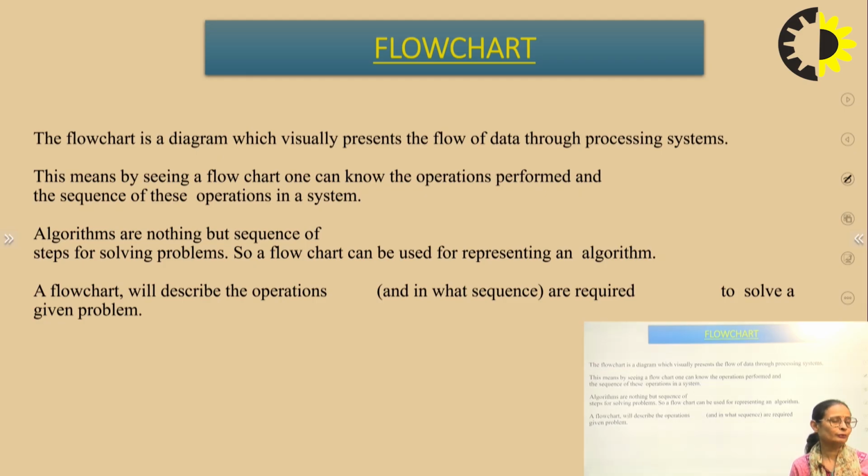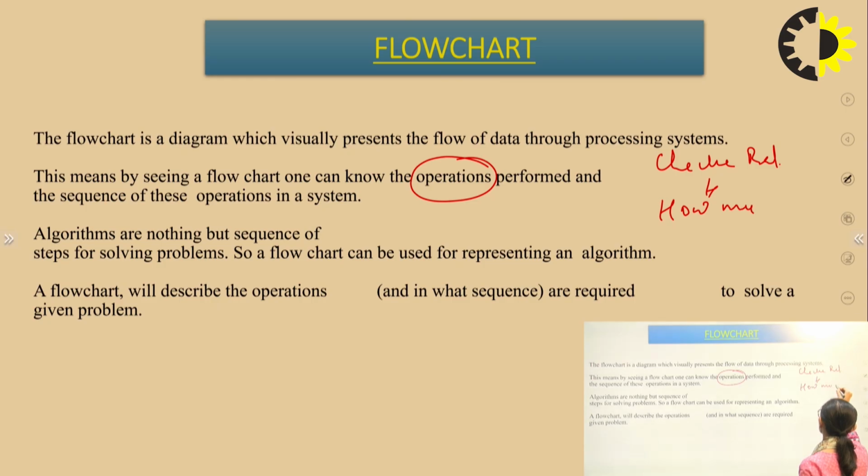This means by seeing the flow chart, one can know the operations performed and the sequence of these operations in a system. That is, in the case of a banking system, first the person checked the balance. On the basis of this, he decided how much amount. After that, he withdrew the balance amount in this case. So these are the operations which a person is performing, and in which sequence this will be done, it is also shown in the flow chart.